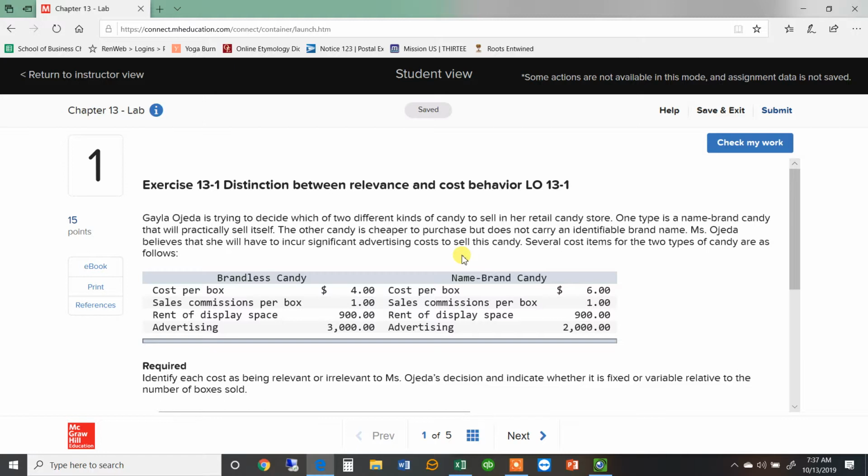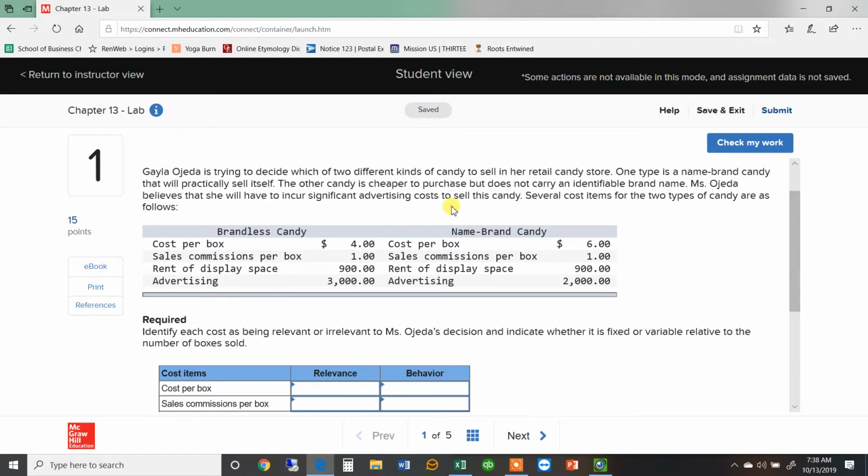So the first activity that the lab has is saying it wants you to distinguish whether or not this information is relevant and how the costs actually behave. They've given you a narrative problem, and they've given you 2 different types of candies, and then we need to determine whether or not the item is relevant and what type of cost behavior this item has.